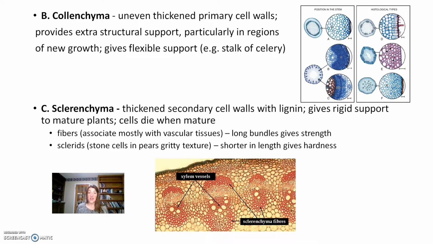Sclerenchyma is also thickened secondary walls with what we call lignin. Now this gives it that rigid support to mature plants. And these cells die when they're mature, so they're no longer living. They have fibers, which are associated mostly with the vascular tissue, and these are long bundles that give that strength. They have sclereids. These are, for example, the stone cells in pears. It's that gritty stuff when you eat a pear. These are shorter in length, and it gives hardiness and more support for the plant.